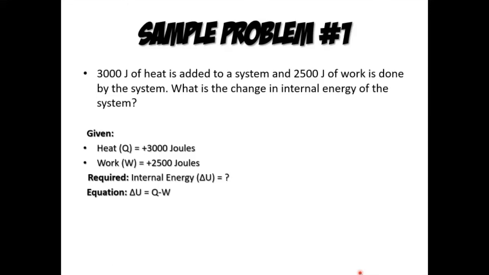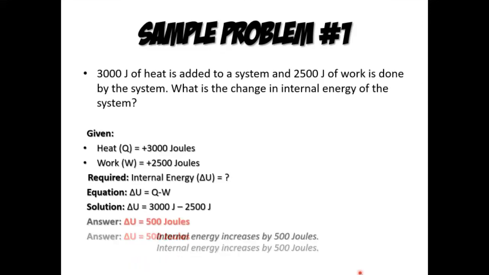And then yung equation, yan. And then solution: 3,000 joules minus 2,500 joules. Since parehas naman silang positive, wala naman ng reason para baliktarin pa natin siya. Automatic na yun. And then 3,000 minus 2,500 is equals to 500 joules, which means the internal energy increases by 500 joules.